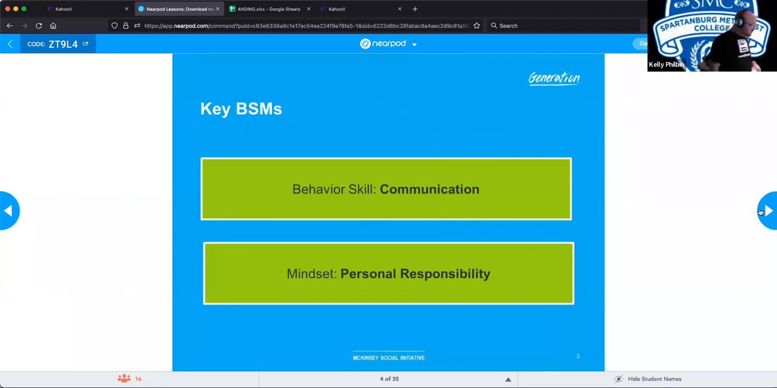For this particular technical session, we want to keep in mind our behavior skills and mindsets, communication. We want to be able to effectively communicate with not only our teammates, but our customers, as well as our managers. And of course, most importantly, personal responsibility. No matter how much we dislike printers, how much we don't want to learn about it, we got to go through the process.